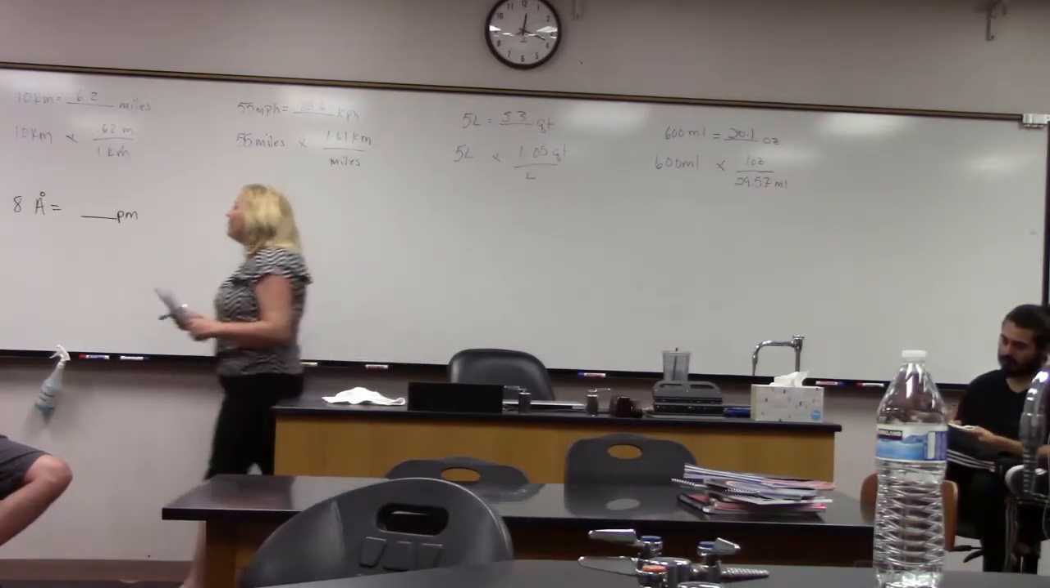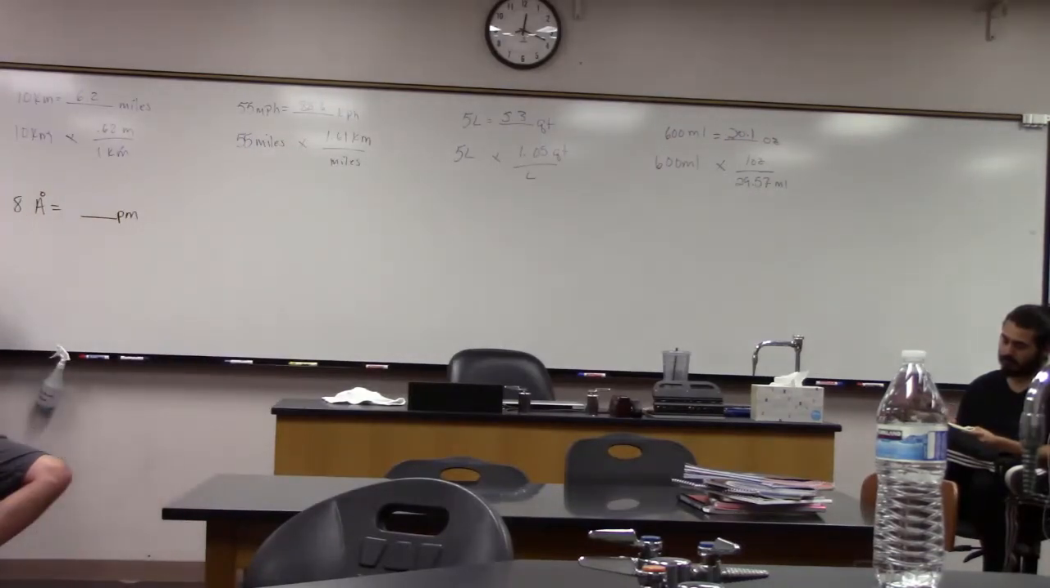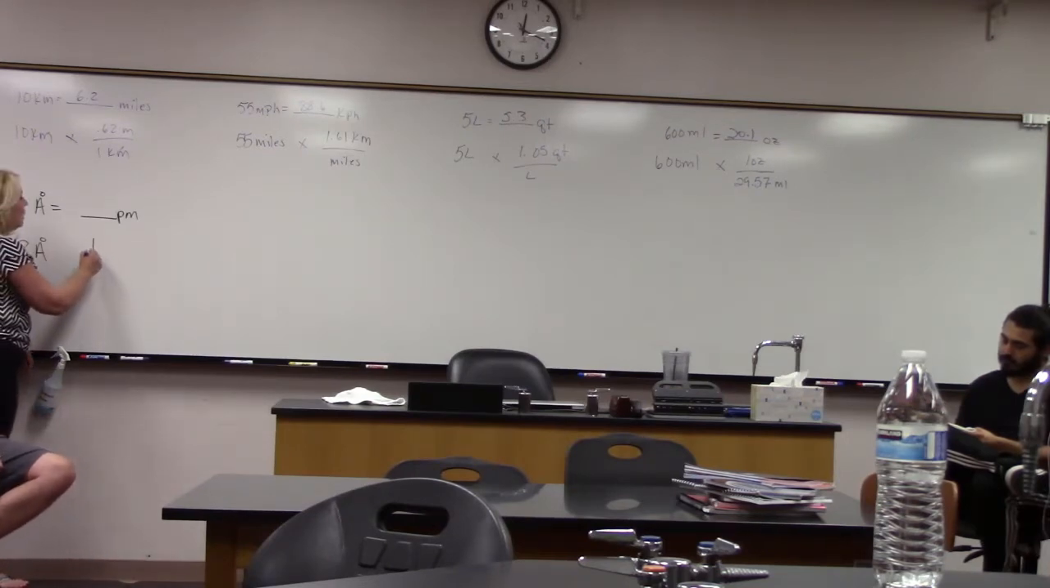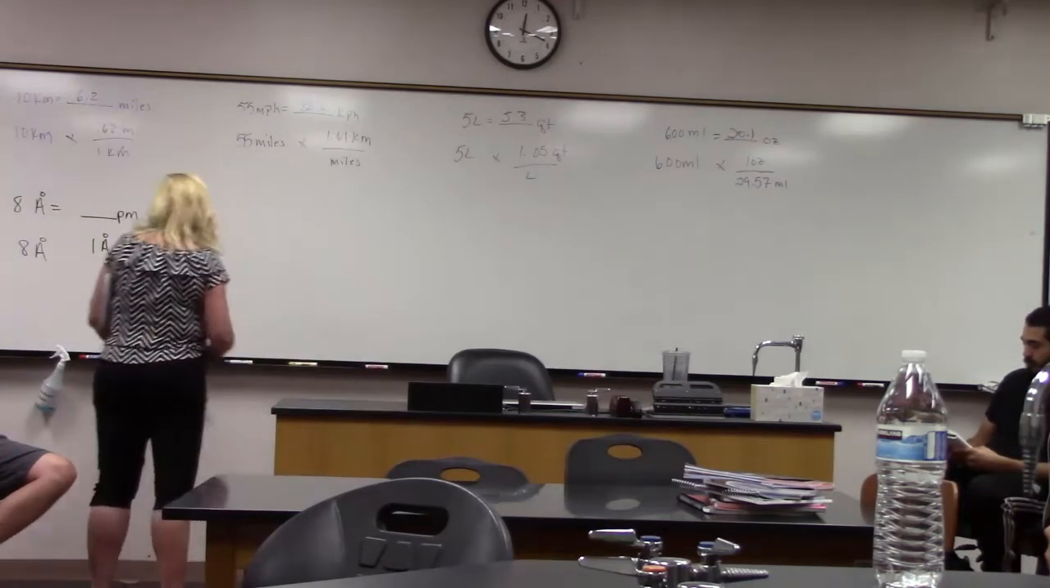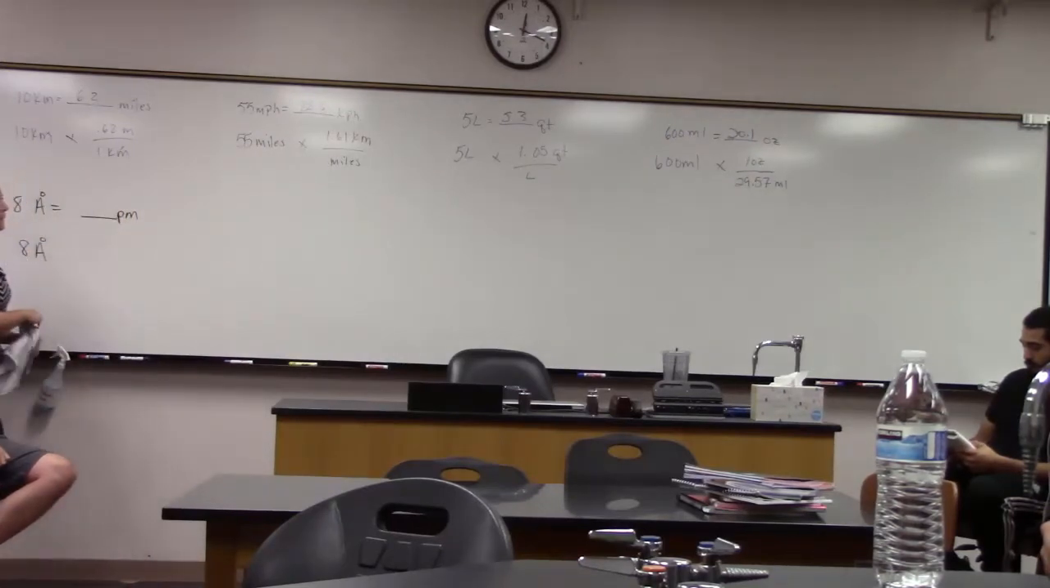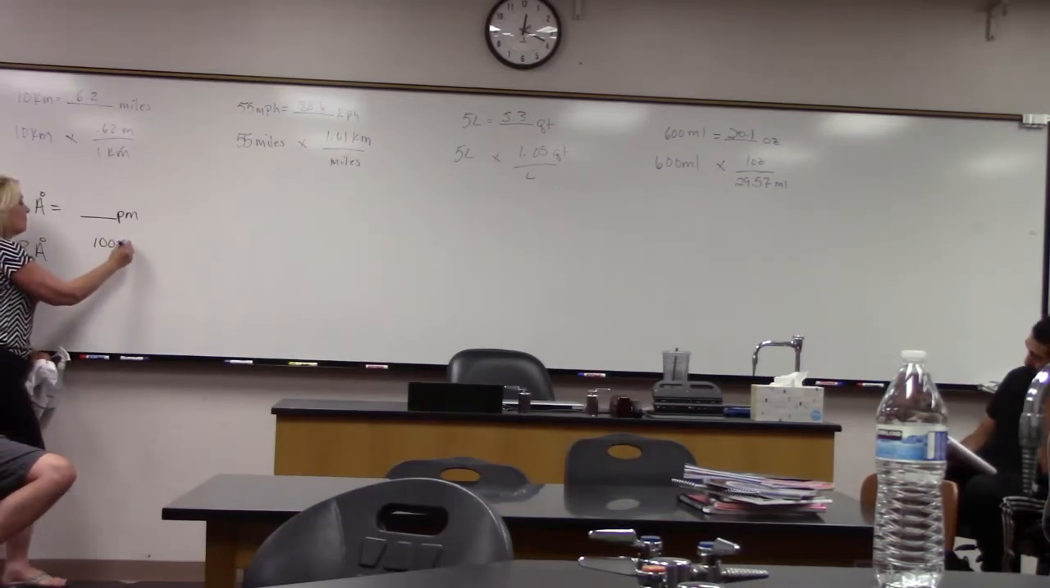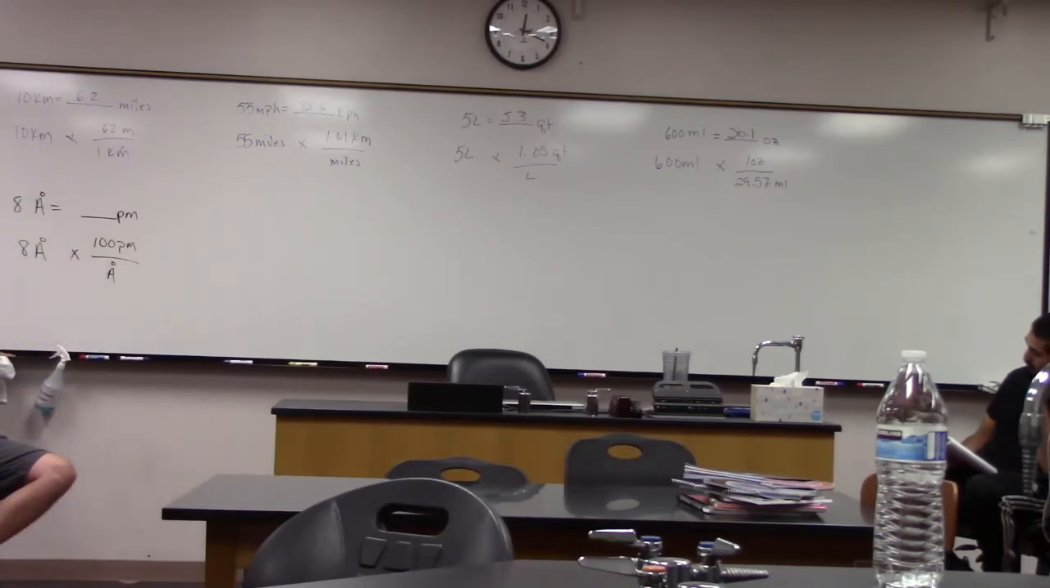All right, so how do I convert angstroms into picometers? Okay, 1 angstrom is equal to 100 picometers. So how would I set that up? 100 picometers over 1 angstrom. And I know that wasn't in your packet, so you probably Googled that, huh? Smart. So what's your answer? 800?